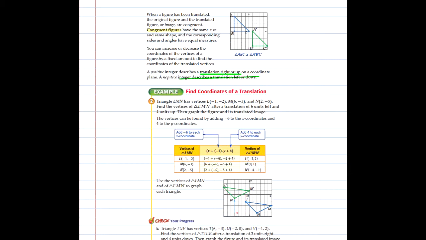Triangle LMN has vertices (-1, 2), (6, -3), and (2, -5). Find the vertices of L', M', N' after a translation of 6 units left and 4 units up. So what that means is I'm going to add a -6 to my x value and a +4 to my y value because I'm going left and up. Left is negative for x, up is positive for y.